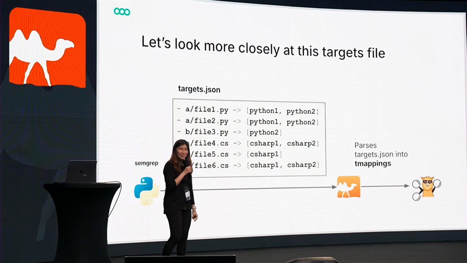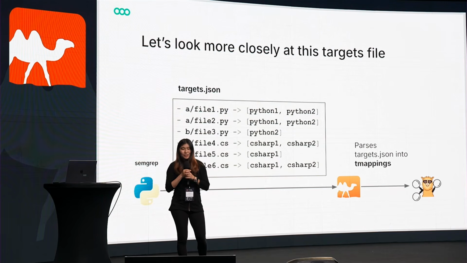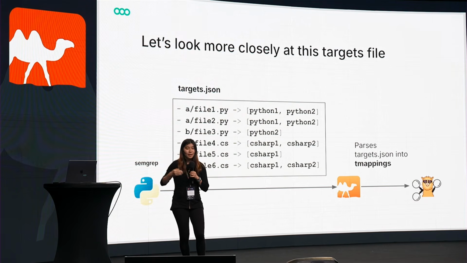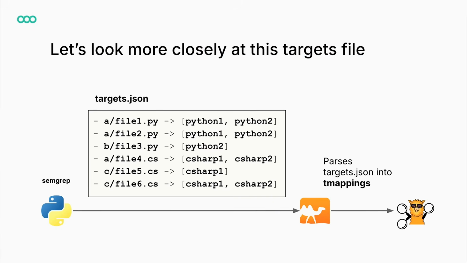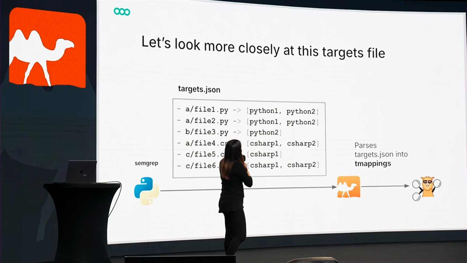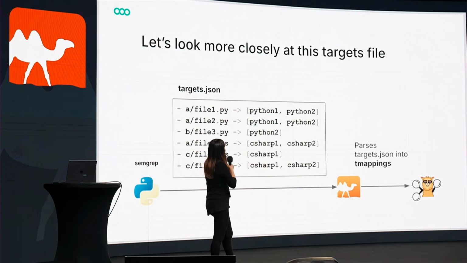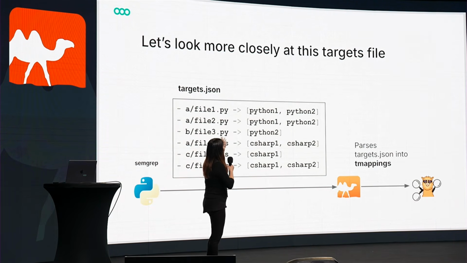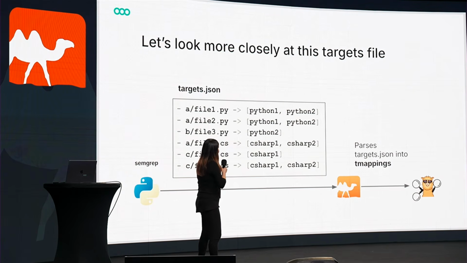So let's look a little more closely at this targets file I mentioned previously. Like I said, what we would do is list out all of the files that we want to scan, and then for each file, say which rules should scan it. We couldn't just do this by language, because you can ignore specific file patterns in your rules. So most of your Python files could be running with the same rules, Python rule 1, Python rule 2, but then one of the files is ignored for one of the rules, so it's running only the Python 2 rule.